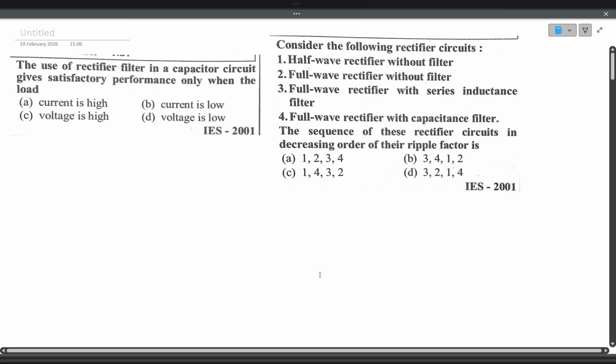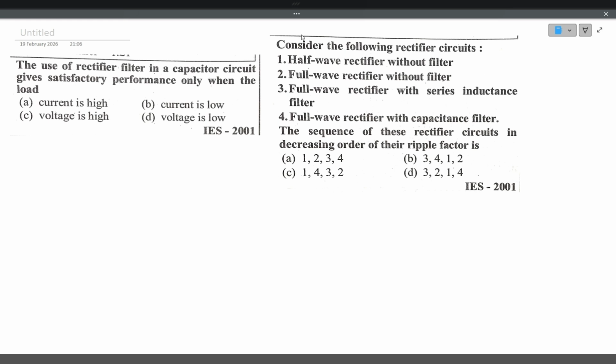Okay. Now let's come to the first question. There are two questions, both related to each other, so we'll solve these two questions together. The first question: the use of a rectifier filter in a capacitor circuit gives a satisfactory performance only when current is high, voltage is high, current is low, or voltage is low. Okay. This is the first question.